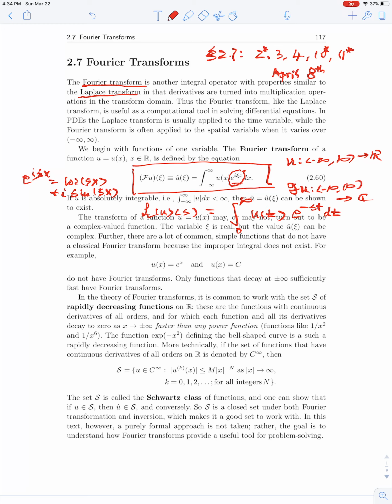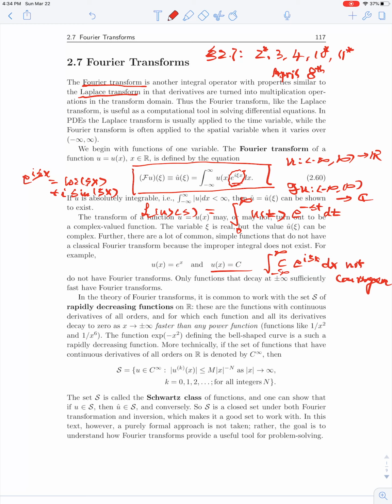For example, if u is a constant c, if you want to define the Fourier transform of a constant c, then you would have this integral, and this actually is undefined. This is an improper integral, and you can see that this improper integral is not convergent. So this is not defined. So the point is that the Fourier transform would not be defined on any function.